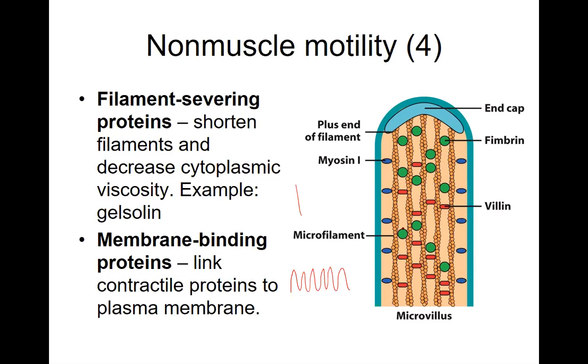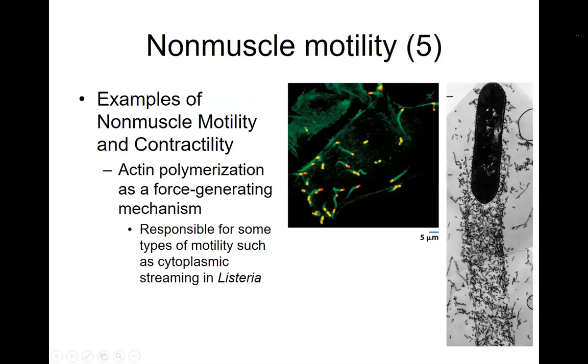So here is another very clear difference between cilia and microvilli. Cilia, remember, were formed of microtubules, whereas the microvilli are composed of actin filaments. When we come to non-muscle motility, non-muscle motility and contractility generally comes from actin polymerization as a force-generating mechanism. As I keep mentioning over and over again, actin itself can have some amount of contractility. Although myosin has much more contractility than actin, actin itself can also generate some force.